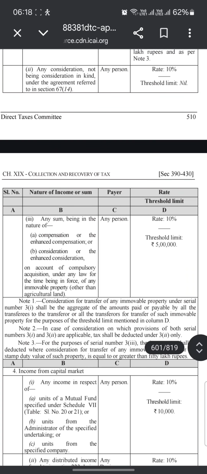And any consideration not being consideration in kind under an agreement referred to in section 467 subsection 14, any person, the rate would be 10%. The threshold limit is nil. Meaning there is no limit for deducting TDS, so you have to deduct TDS on the whole amount at the rate of 10%.